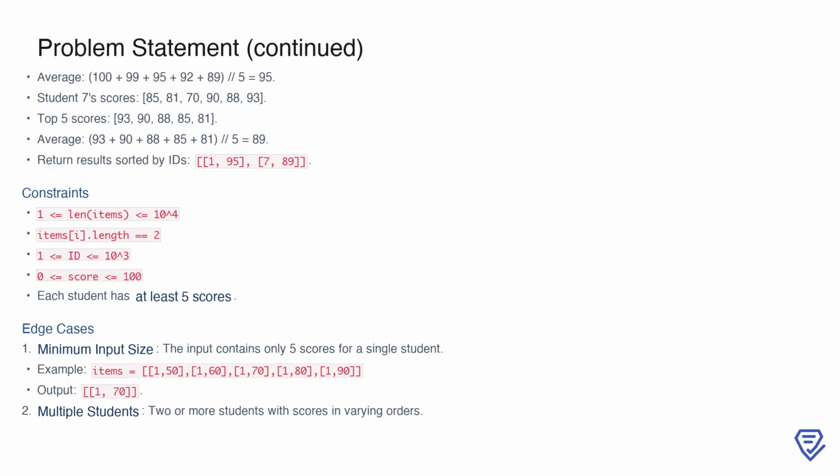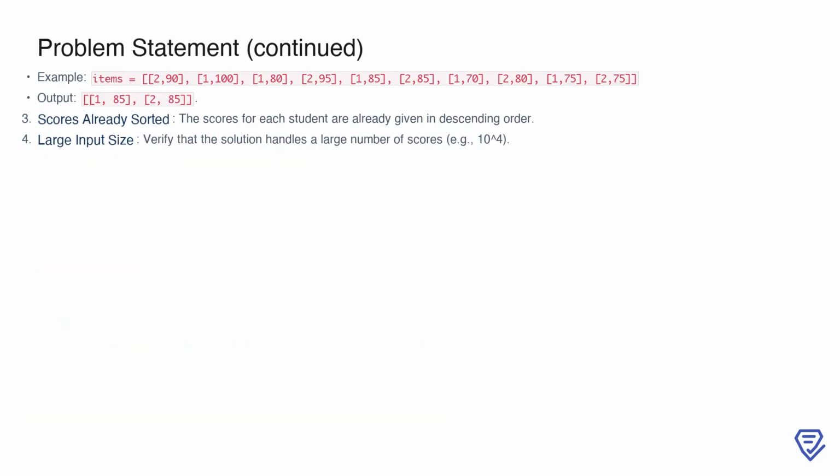Another edge case involves multiple students, where their scores might be provided in varying orders. Additionally, we need to ensure the solution handles cases where the scores for a student are already presorted in descending order, as well as scenarios involving large input sizes to verify that the function remains efficient. Let's look at one more edge case.